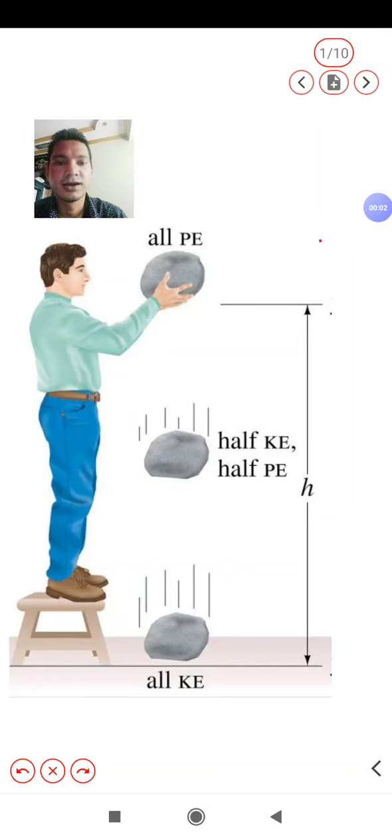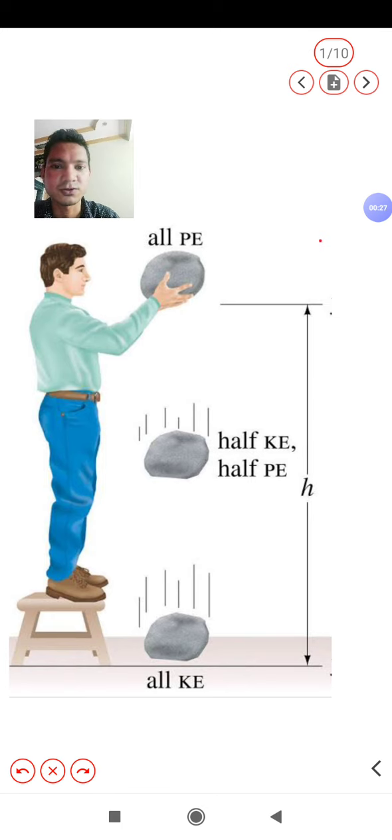Alright everybody, in this video I'm going to explain the law of conservation of mechanical energy, and then I'm going to solve a few numericals based on it. Now, very important topic, because if you go through past year's papers, they ask numericals related to the conservation of mechanical energy.